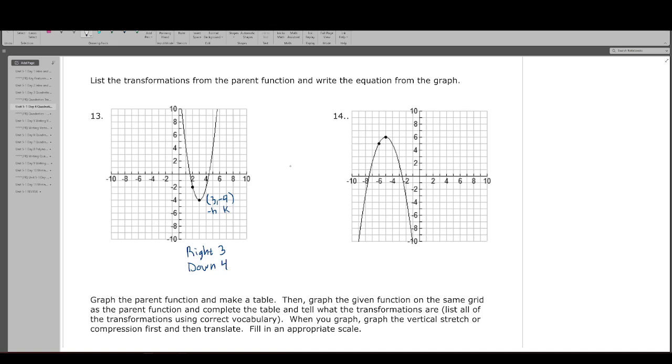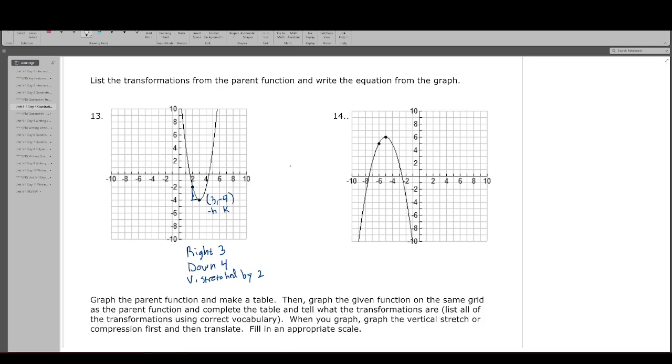And then as we go 1 to the side, it doesn't go 1 unit up like the parent function. It goes 2 units up. So this one is vertically stretched by 2. It's not reflected because it opens up, so we have 3 changes going on here.